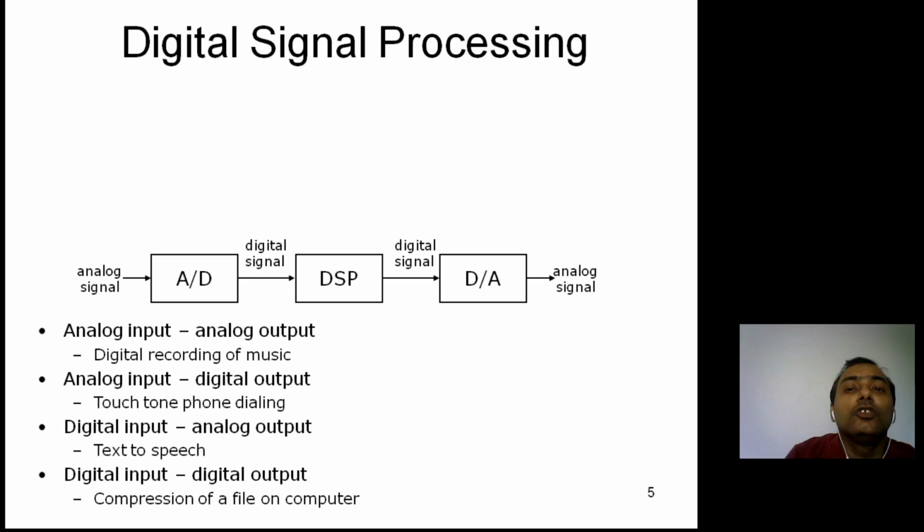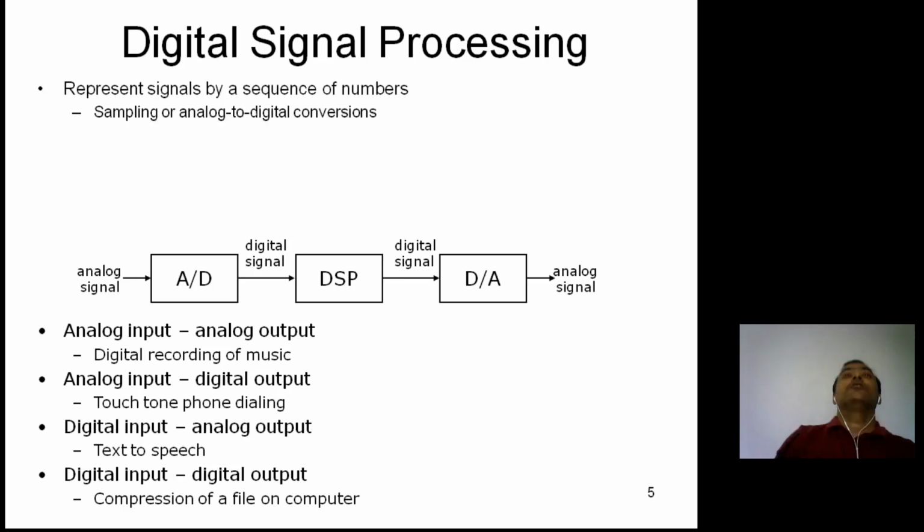Represent signals by a sequence of numbers, sampling or analog to digital conversion. How this analog to digital conversion happens, we are going to see here by using an analog to digital converter device. This converts your analog signal into a digital signal, and that is the filtered sample signals that you will see here. Now perform processing on these numbers with a digital processor, digital signal processing. That is what we are going to see.